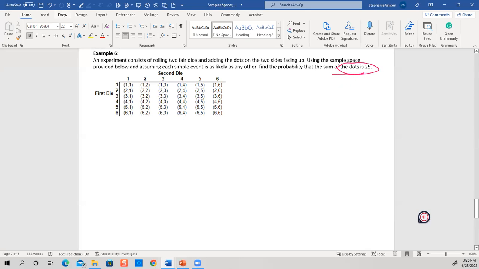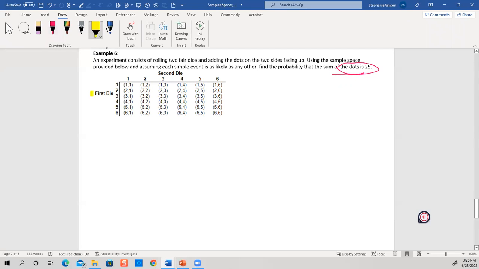Okay, so the chart's already been drawn out for you here. You have die 1, which goes 1 through 6, and die 2, which goes 1 through 6. So you can roll the 2 dice and get 1 1, or 1 2, 2 1, and so on. Well, what if you're trying to roll those 2 dice and have the sum of those dots be 25? If you notice, that's not a possibility. So the number of elements in that event is 0.